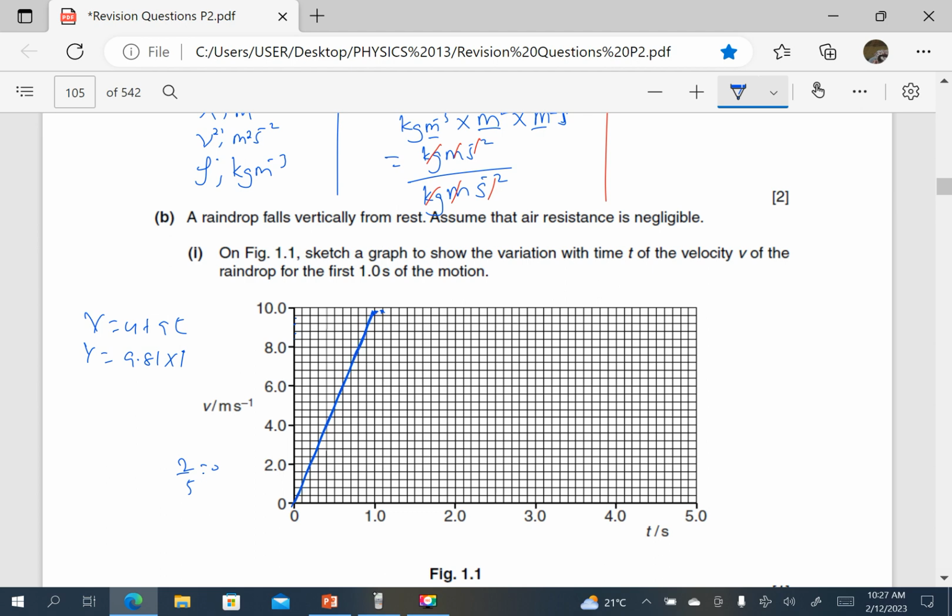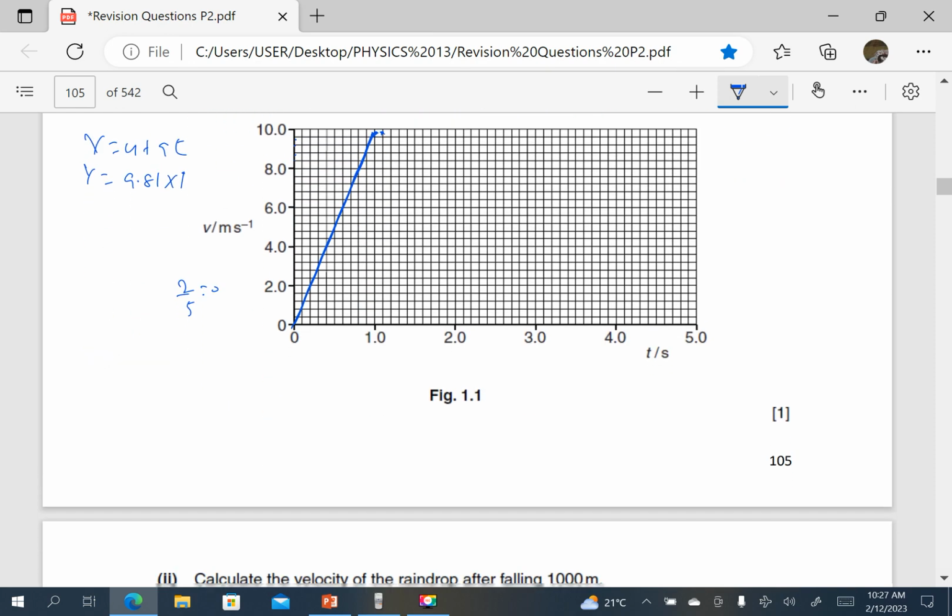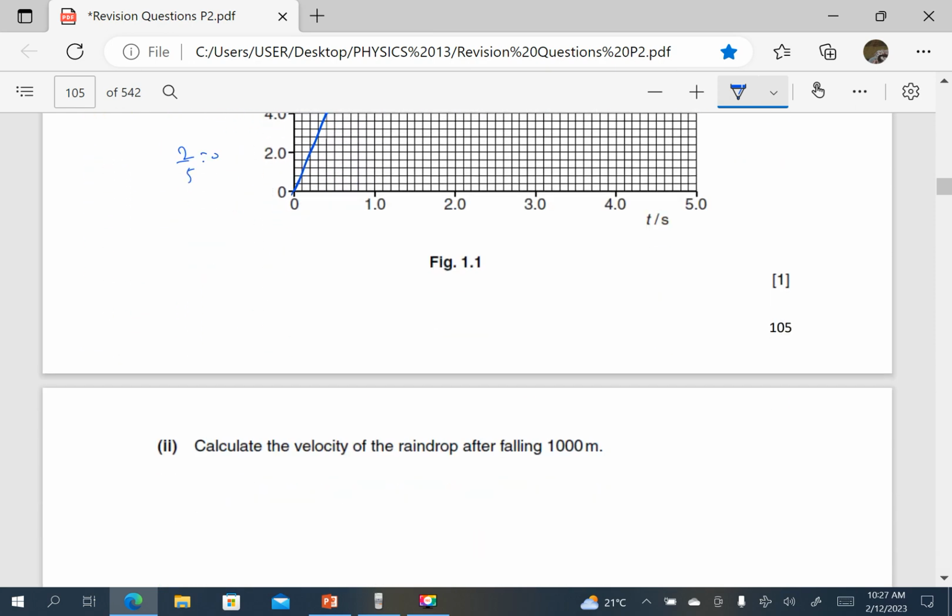Okay, so that is for the first 1 second. I think the line goes up at that point. Then calculate the velocity of the raindrop after falling 100 meters.